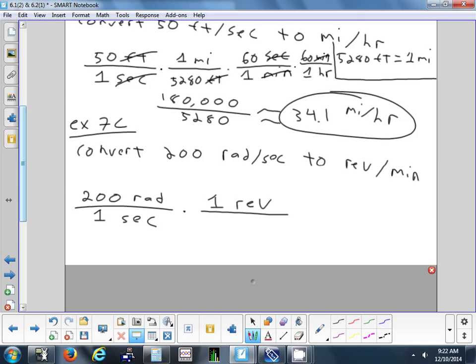In 1 revolution, there's 2 pi radians. Okay, I put radians in the bottom, so we'll cancel radians in the top. And lastly, let's get rid of seconds. Our conversion between seconds and minutes: 60 seconds in 1 minute.